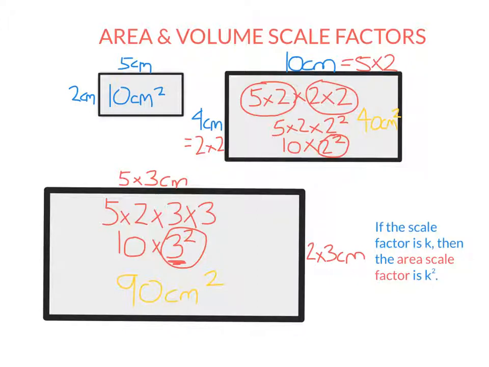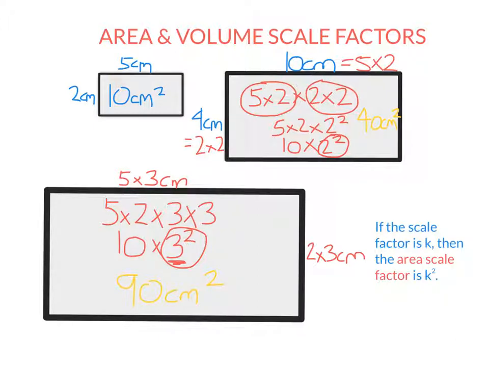The area is quadrupled. If you multiply each side by 3, the area gets multiplied by 3 squared, or 9. This will work for any number. If I halve the length of each side, the area would be multiplied by a half squared, which is a quarter. So if I half the length of each side, the area of the similar shape is 1/4 of the area of the original. So that's our rule for area scale factors.